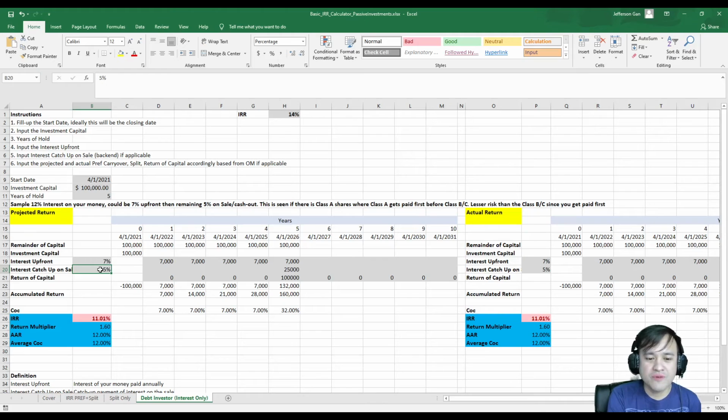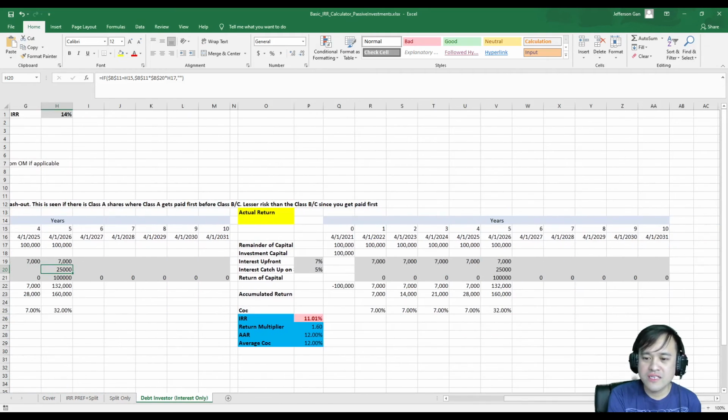So in this sample, since there was a 12% interest for the investor, there's an upfront of 7%, then there's a catch up on sale of 5%. That's why on a 100,000 investment, you will see 5% multiplied by 5 years, so there will be a 25,000 catch up that they need to distribute in year 5. So that's how this calculator is structured.